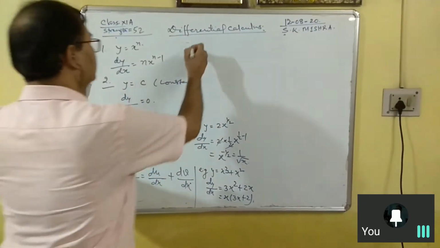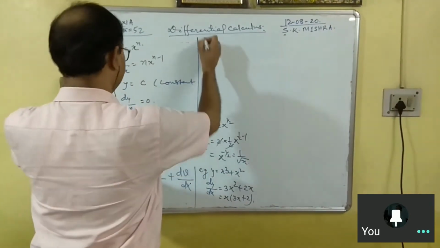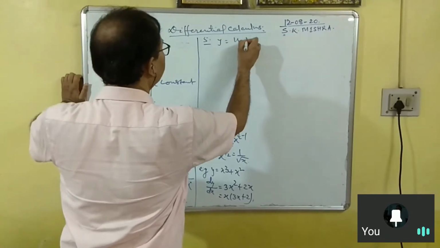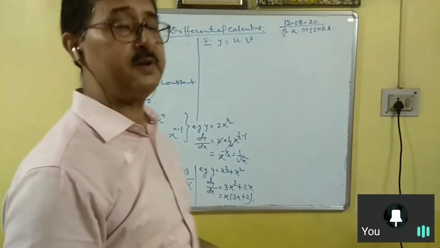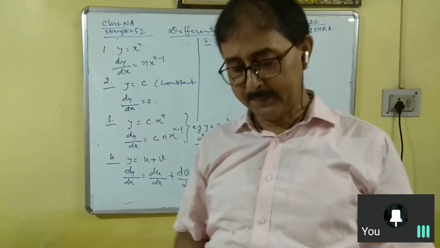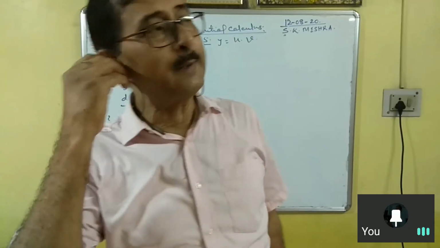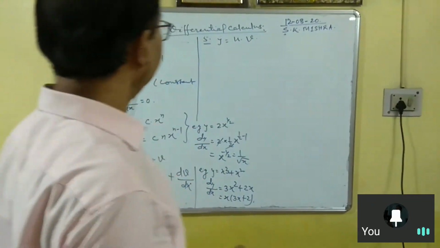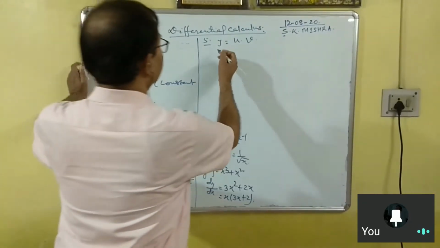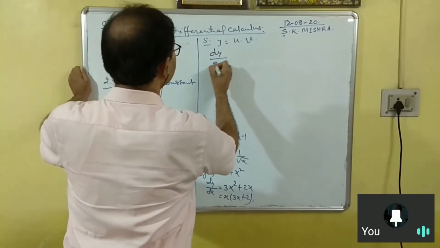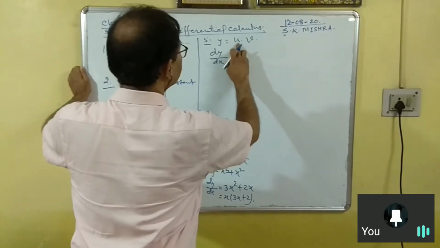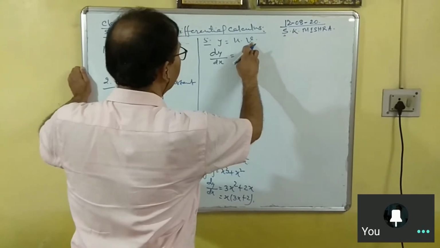Now the fifth one is y is equal to u into v. Remember, u and v are functions of x. U depends on x, v depends on x. And then you have to find the differential coefficient of y, that is the differentiation of y with respect to x. Then dy by dx is how much? This is called the product rule.